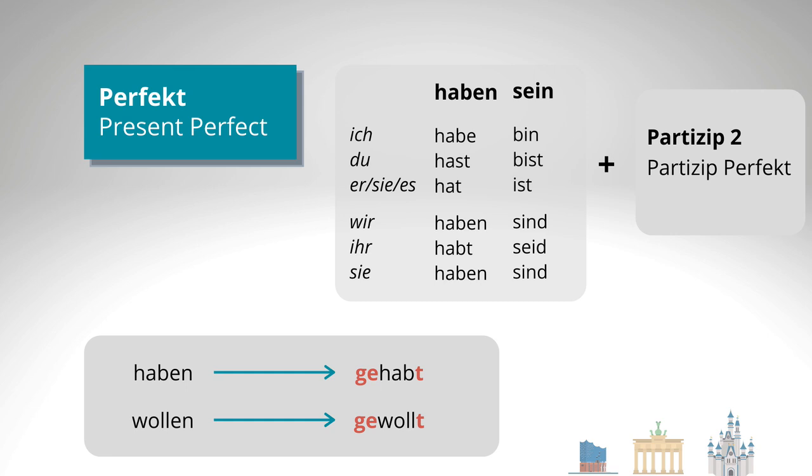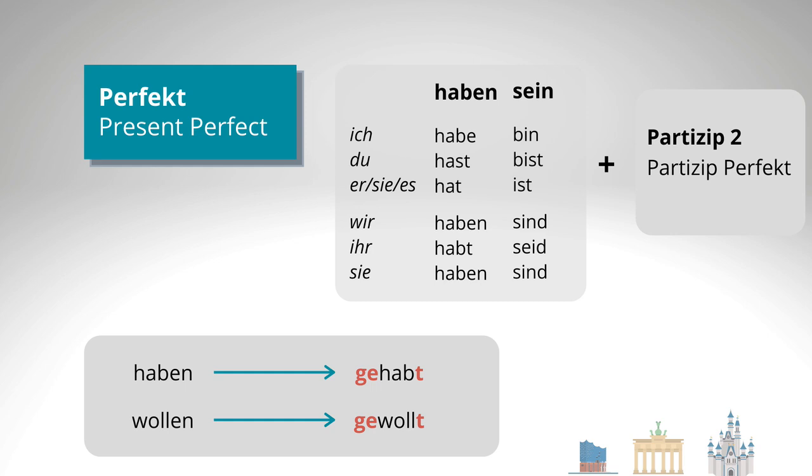In regular verbs, it's formed like this. You take the root of the verb. For example, if you take the verb haben, the root would be hab. And then you add ge at the front and t at the back. So haben becomes gehabt. And wollen, for example, to want to, would become gewollt.